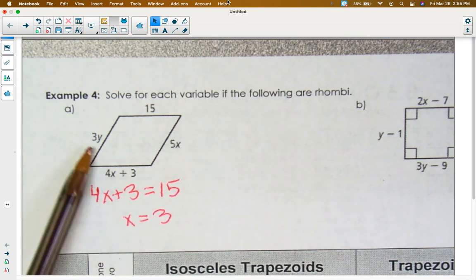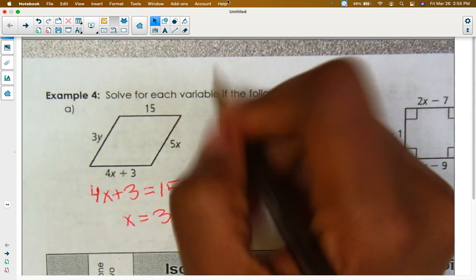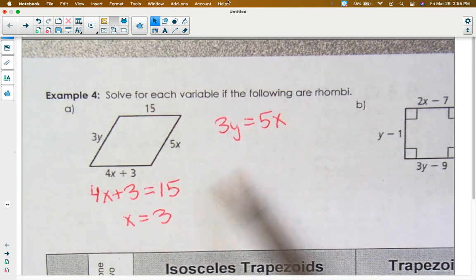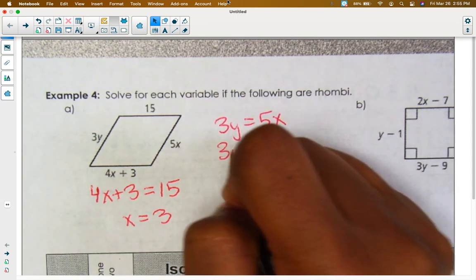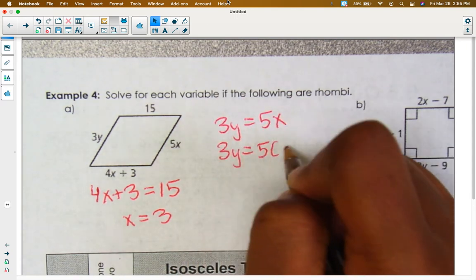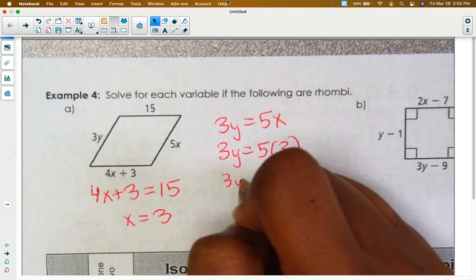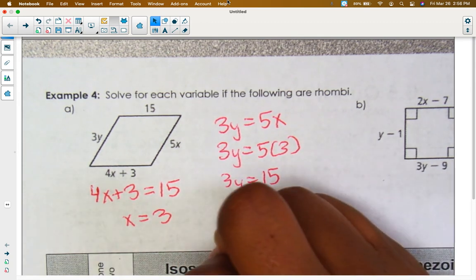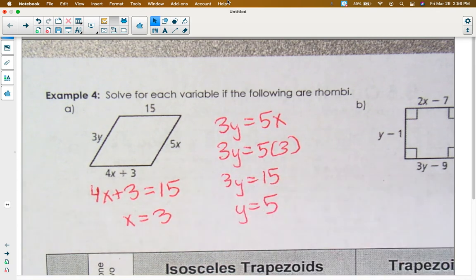And I know that these two are equal to each other. 3y is equal to 5x. We're going to take 3 and make a substitution into our problem. So 3y is equal to 15. And 15 divided by 3 is 5. Okay, so that's that one.